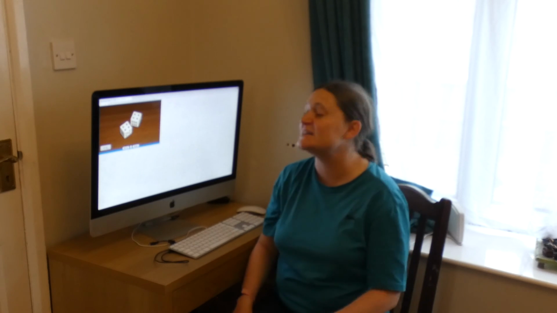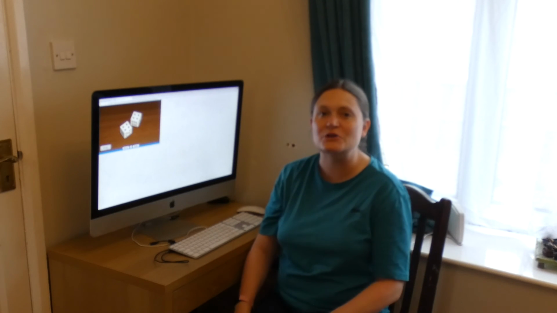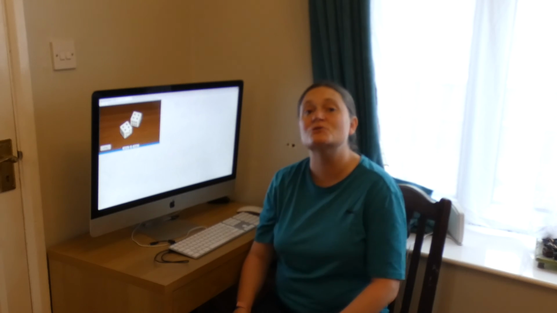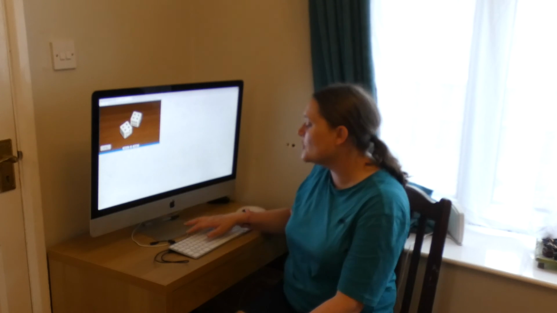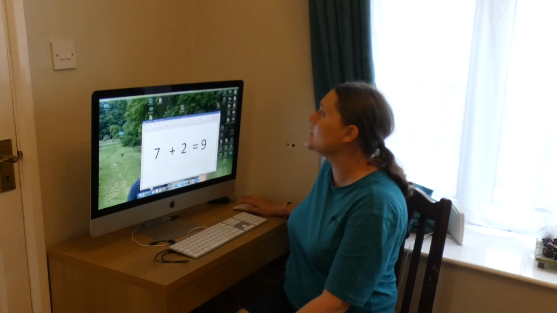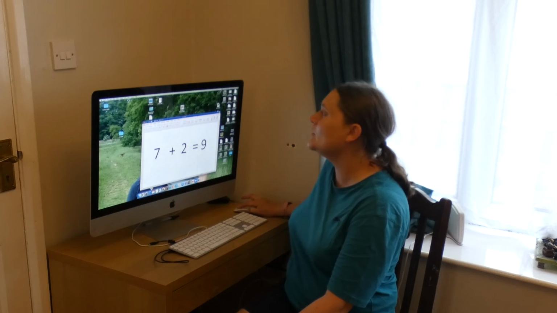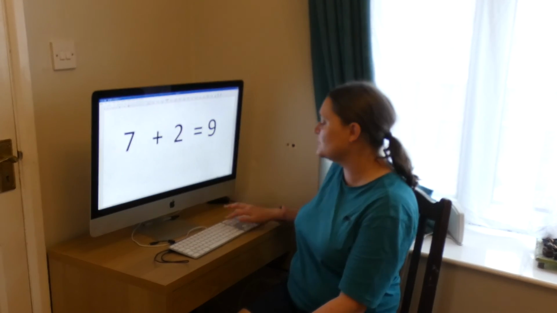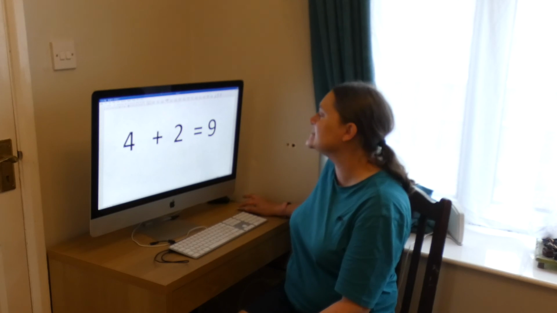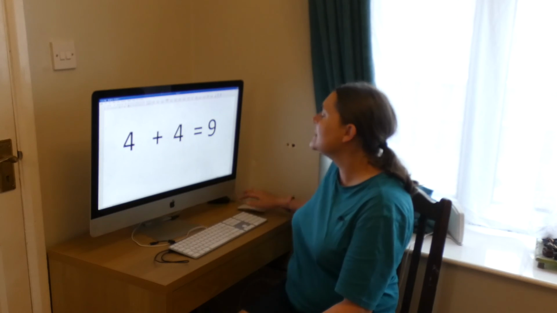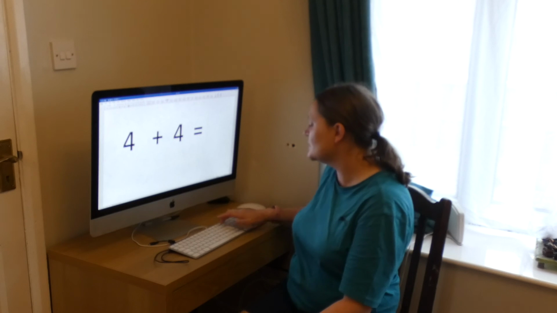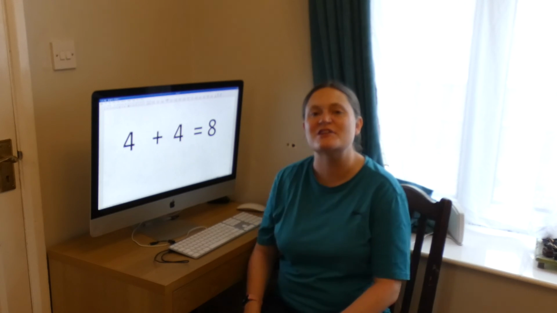So what I'm looking for in this activity is that you roll the dice as quick as you can and you calculate those numbers for me. If you'd like a bit more of a challenge, I'd also like you to write down what you've been doing. So let's go back over here. All right, so for that one we've got 4 add 4 equals 8. Okay, so that's an activity just to finish our lesson today.